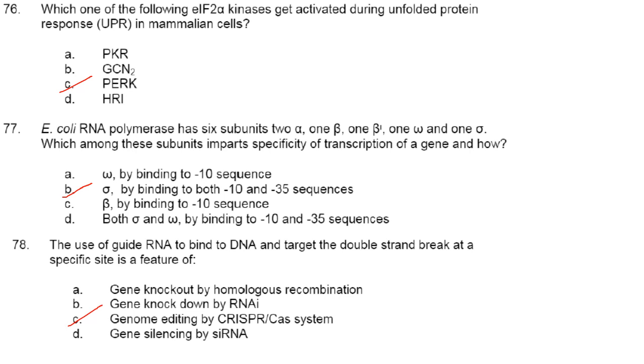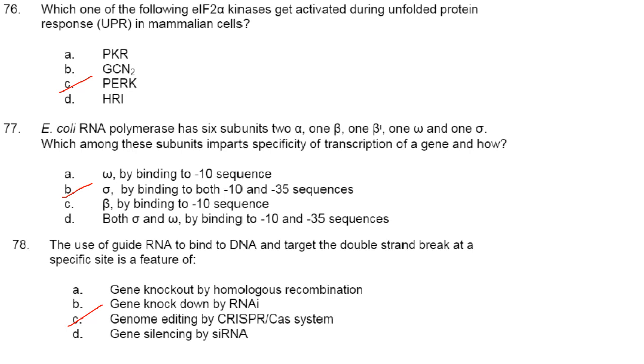Then next one. E. coli RNA polymerase has 6 subunits: 2 alpha, 1 beta, 1 beta dash, 1 omega and 1 sigma. Which among these subunits imparts specificity of transcription of a gene and how? So RNA polymerase binding in bacteria involves the sigma factor recognizing the core promoter region containing the -35 and -10 elements. So sigma, by binding both -10 and -35 sequences.